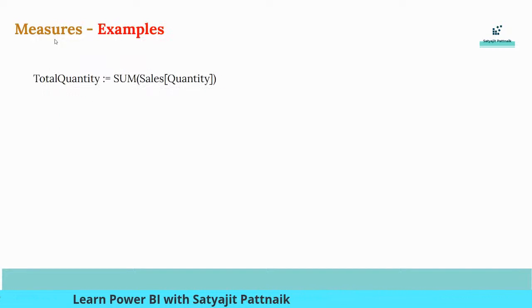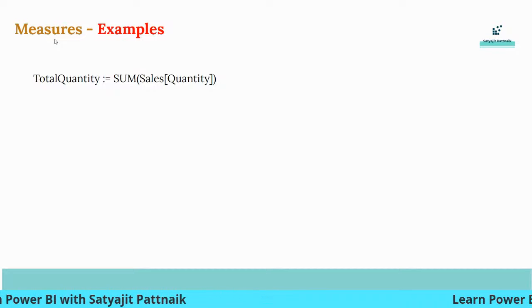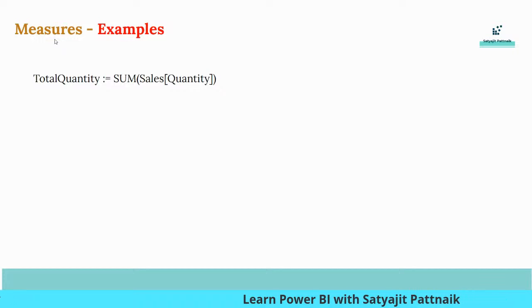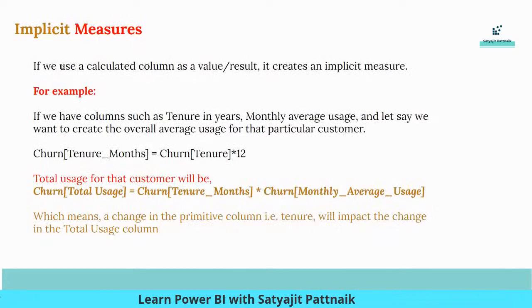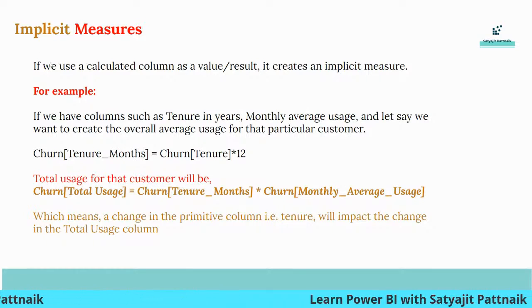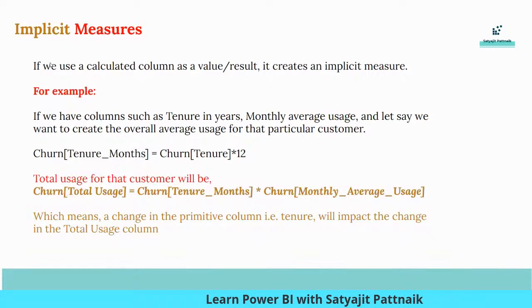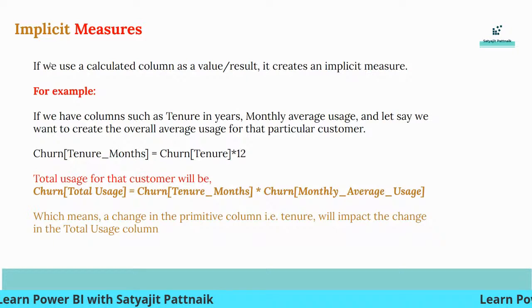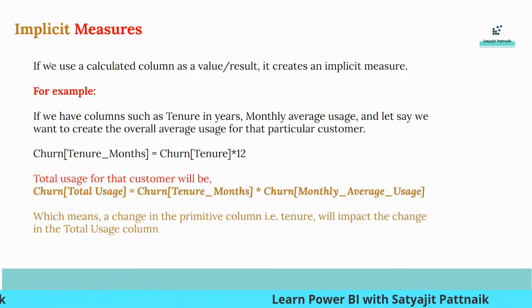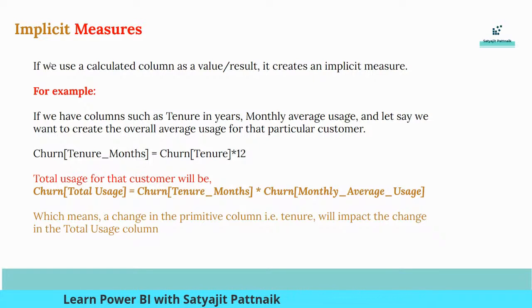What are the examples of measures? I already showed you some, and there are different other techniques as well. We'll talk about that. Implicit measures. What exactly is implicit measures? If we use a calculated column as a value or result, it creates an implicit measure. For example, if we have columns such as tenure in years, monthly average usage, and let's say we want to create the overall usage, average usage for that particular customer, which is simple.